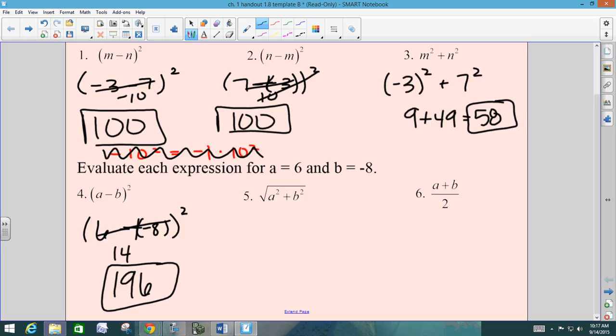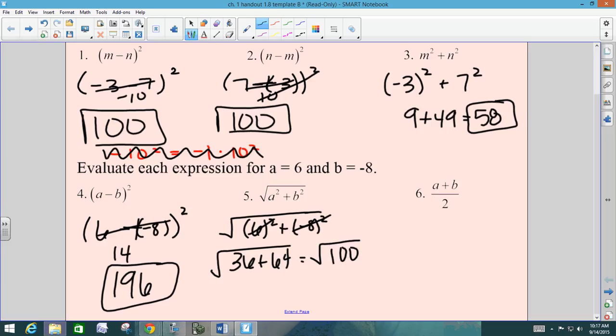Number 5, what's this funky symbol? Good, the square root. All right, so we're going to take the square root of 6 squared plus -8 squared. What's 6 squared? Plus, what's -8 squared? Add first, what's 36 plus 64? What's the square root of 100? 10. If you take the square root of something, it should be positive. You shouldn't ever have a negative square root.